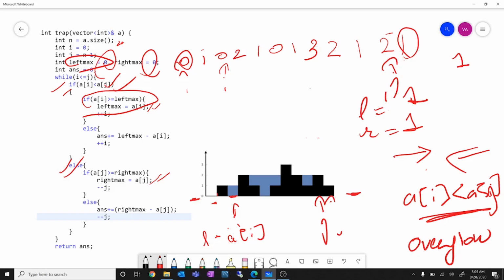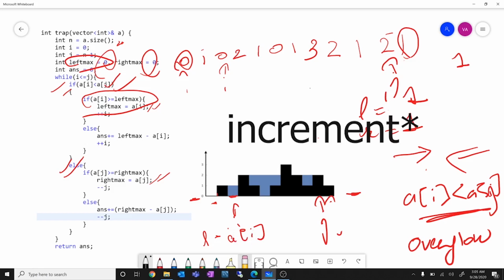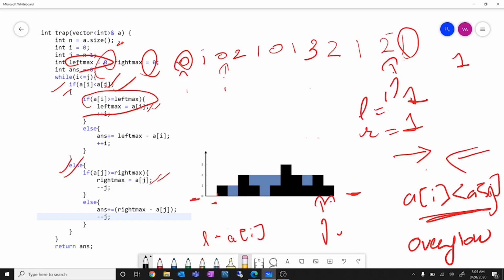And my i will be incremented further. So now my i is shifted from over here, from 0, to the next building, which is at 2. So my i comes here. In the next iteration, is my a of i less than a of j? No, it's not. They're both equal. So I come into the else part. Now, is my a of j greater than or equal to right max? Yes, it is. So I'll simply decrement my j. My j is decremented now.